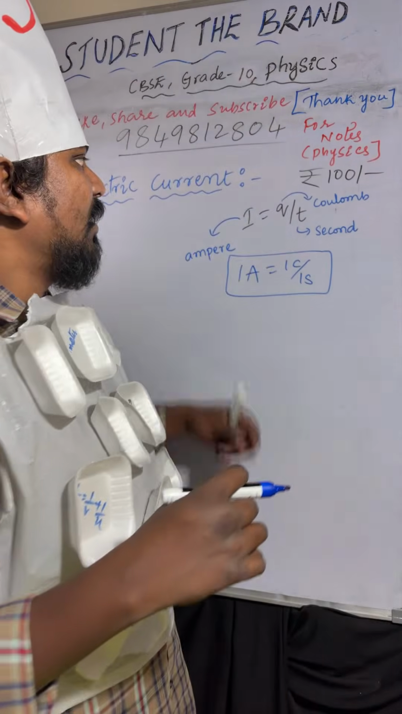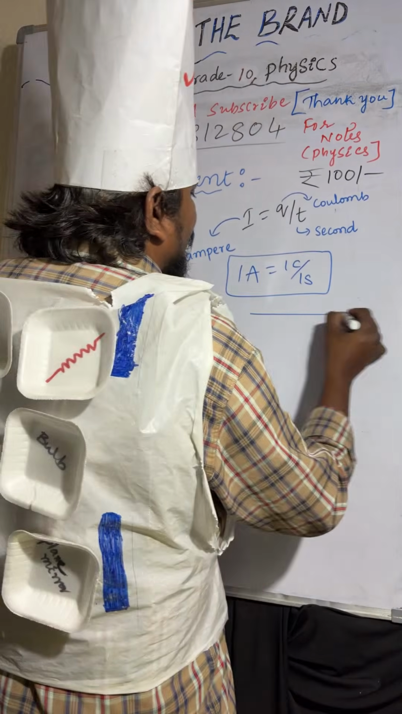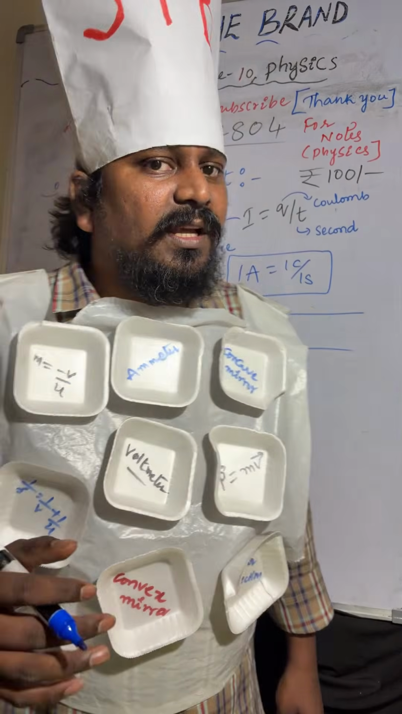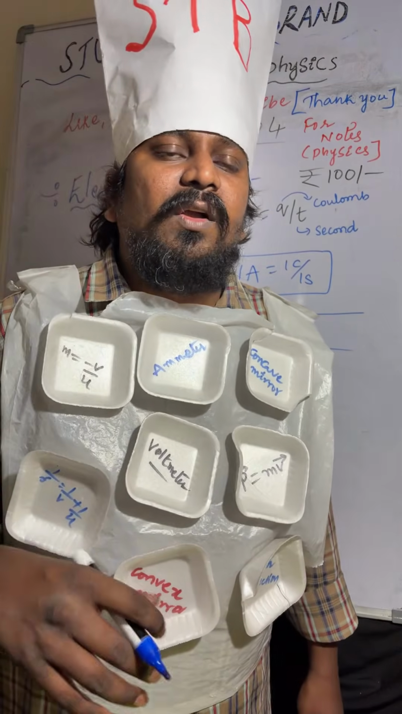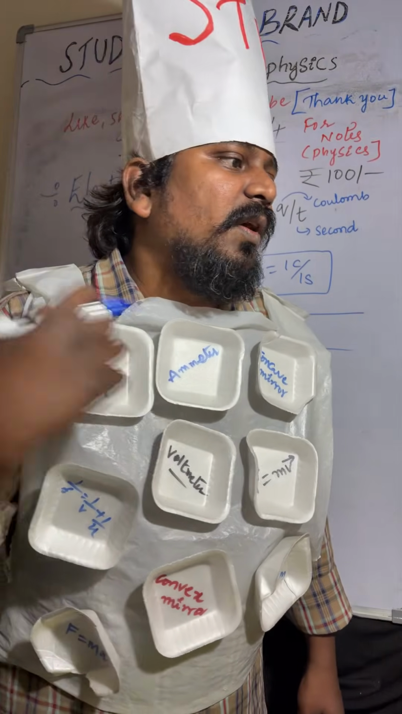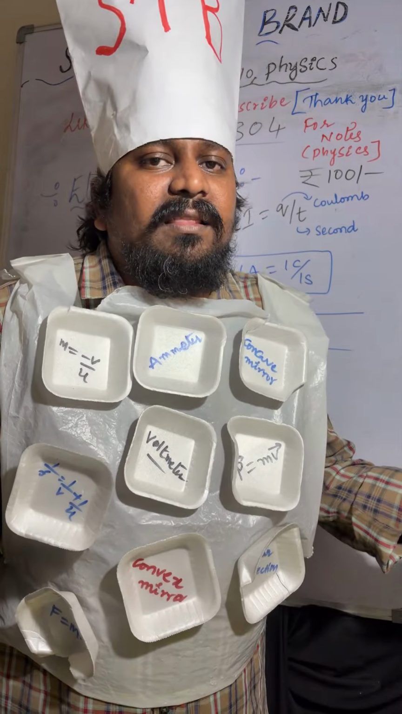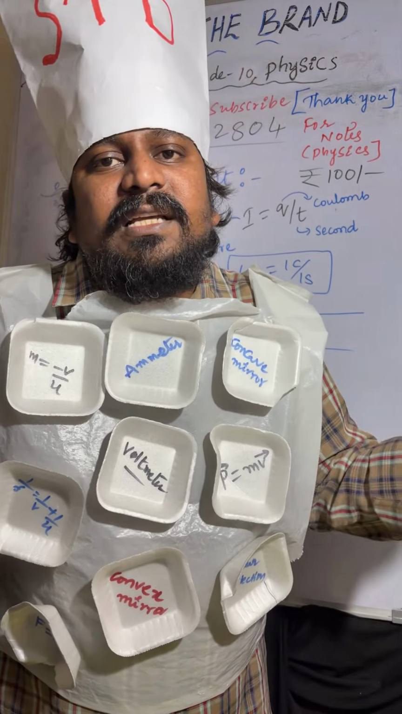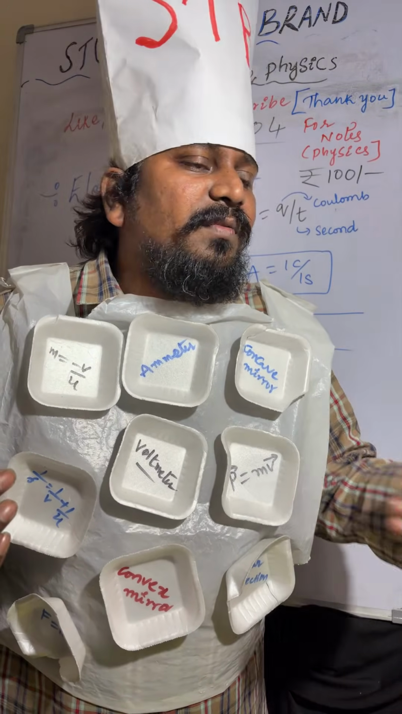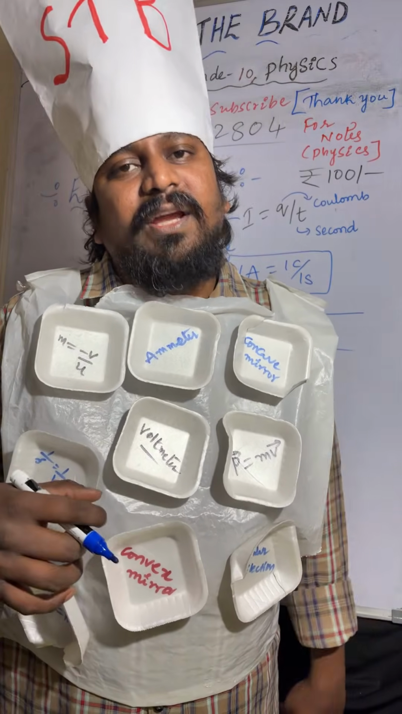Right? So now, quantization of charge. In this conductor, if only one electron flows, will you say current is flowing? Only two electrons? Only three electrons? No, we can't say like that. Only when a number of charges, a number of electrons, are moving in the conductor can we say current is flowing.